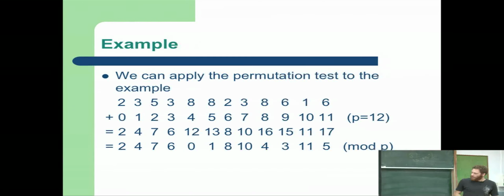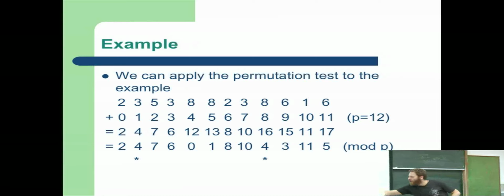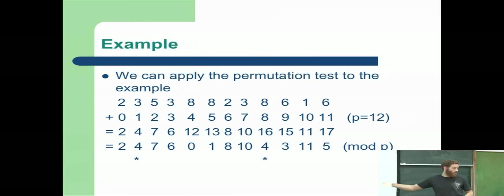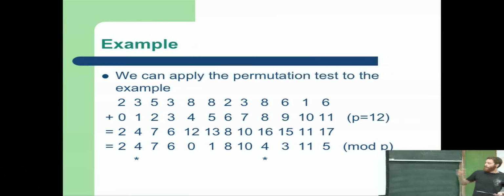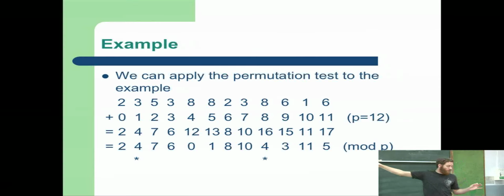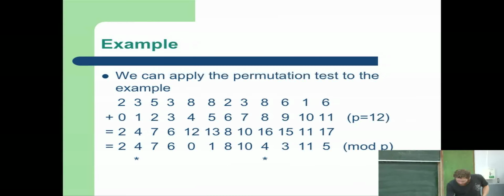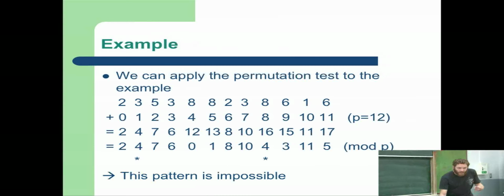Okay, that looks close, but do we actually have a permutation of 0 up to 11? Well, it turns out we don't, because in this case, we have the number 4 occurring twice. All right, so by the permutation test, no. This original pattern is not possible. It's not able to be juggled. All right, that's using the permutation test. So this pattern is impossible. That's the conclusion that we can draw from that.